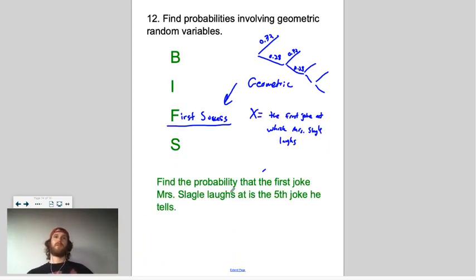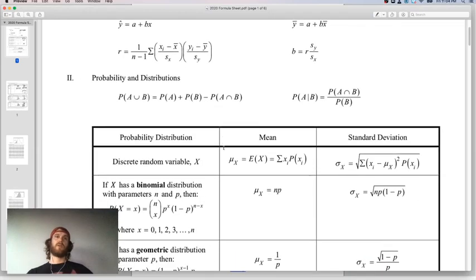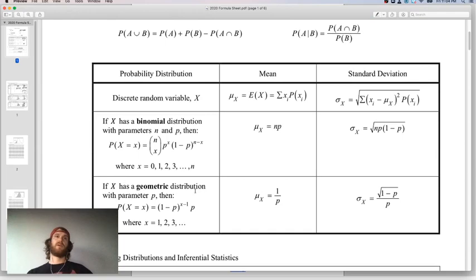Find the probability that the first joke Mrs. Slagle laughs at is the fifth joke that he tells. Let's go to our chart. If x is a geometric distribution with parameter p, the probability of success, we already know that is 0.72. So this is not j. I can't say j equals because j was a binomial random variable. This is called x. Okay, it has mean 1 over p and standard deviation square root of 1 minus p over p. So you have those there if you need them.